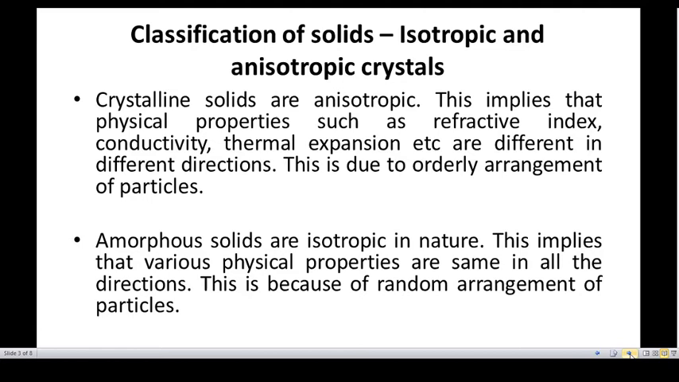And crystalline solids are called anisotropic solids. This implies that the physical properties such as refractive index, conductivity, thermal expansion, etc. are different in different directions. It is due to the regular ordered arrangement of particles. These are called anisotropic solids.